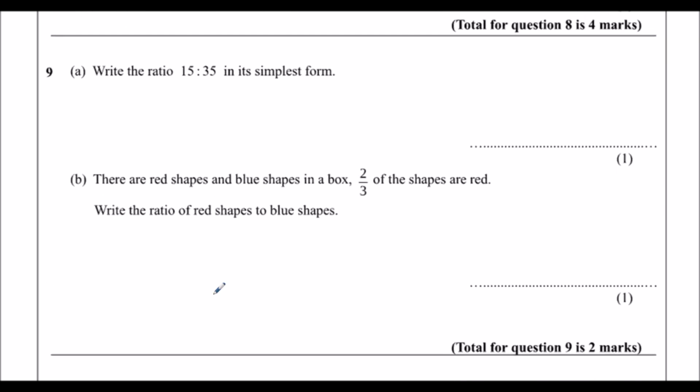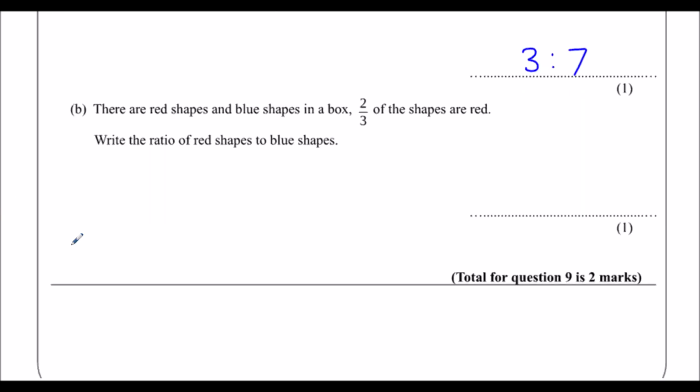Question 9. Write the ratio 15 to 35 in its simplest form. So 15 and 35 are both in the 5 times table. So how many 5s make 15? That's 3. How many 5s make 35? That's 7. So there's our answer.